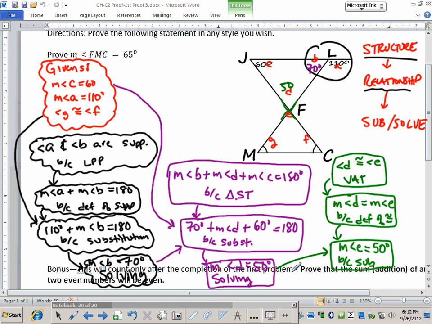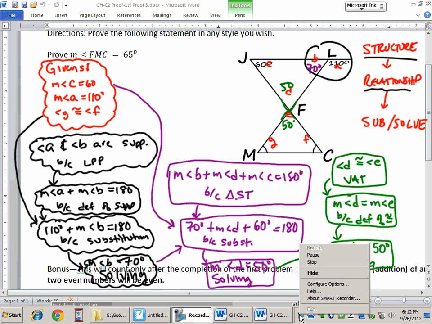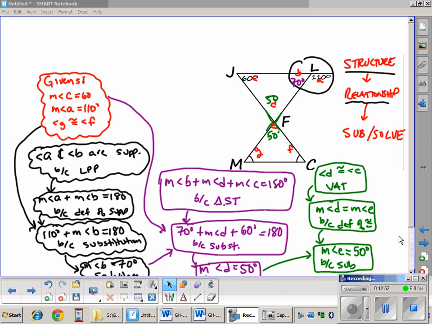So now we're almost done. We now need to determine this last step. Now we know this guy's 50, how to get this guy to be 65. But I do have to apologize. I'm going to have to pause the video right here because I need to create some more space. So I will be right back. Okay, sorry about that. I just didn't plan out my space very well.